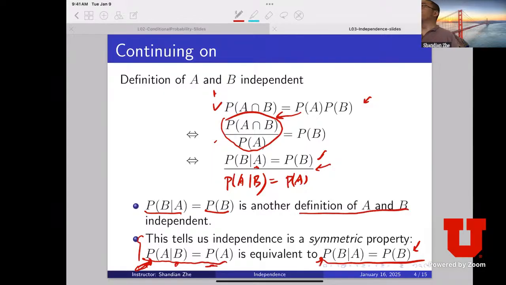Any question? Mathematically, they're totally equivalent. The chance A happens has nothing to do with whether B happens is equivalent to the fact that the chance B happens has nothing to do with whether A happens.